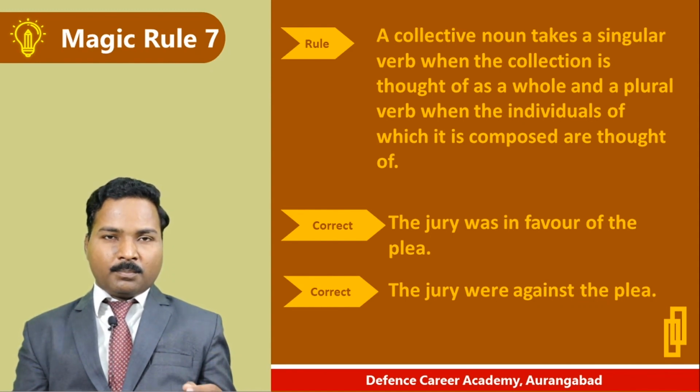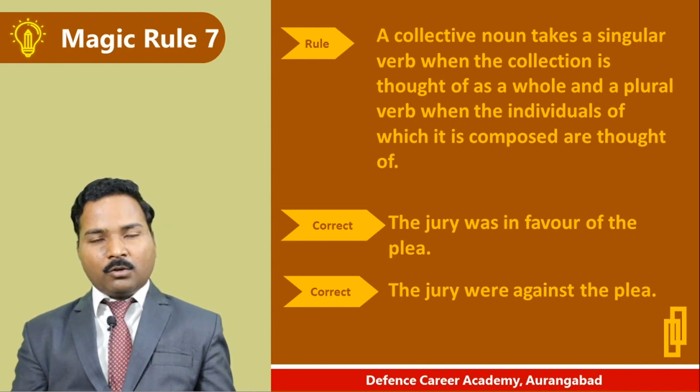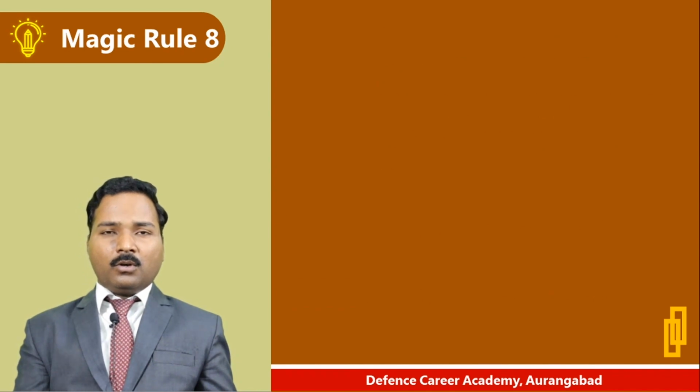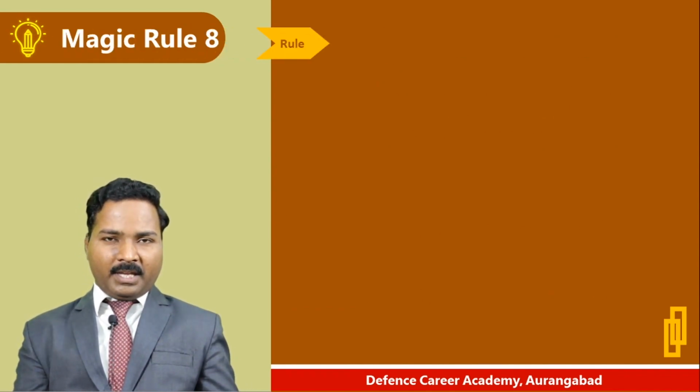Okay, when we use a plural verb with a collective noun, it might suggest, or if we want to indicate like this, that the members of that group are not behaving as one group, are not united in a particular sense. Okay, so this is the rule, and now rule number 8.